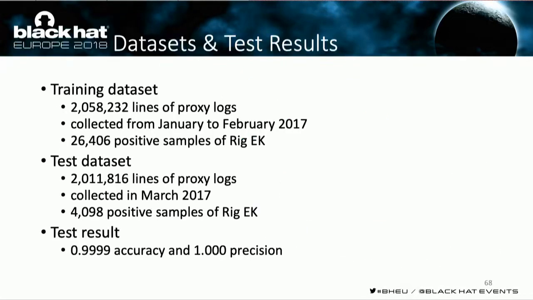We trained the DNN model with our training dataset. There are about 2 million lines of proxy logs. We collected them from January to February 2017. They contain about 26,000 positive samples of Rig exploit kit.